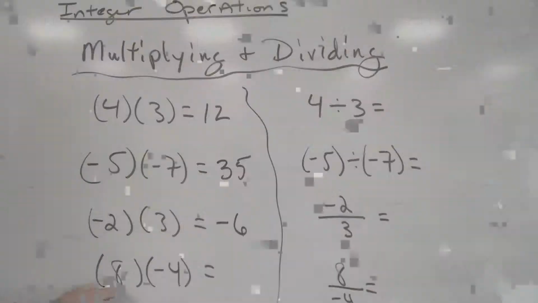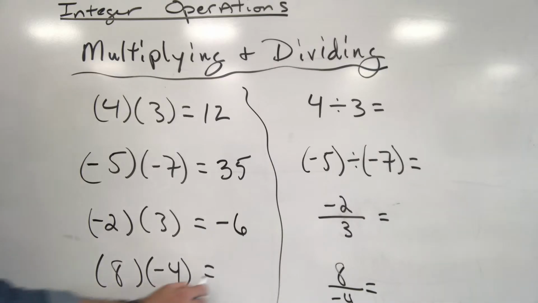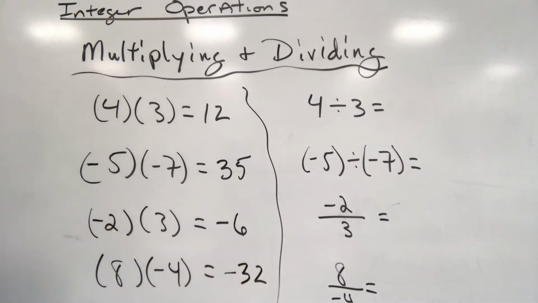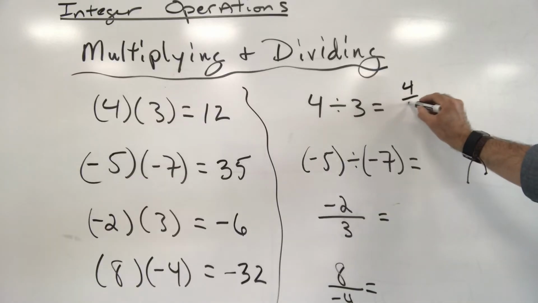And likewise, a positive times a negative is going to give me a negative answer. 8 times negative 4 is negative 32. When it comes to dividing, the same rules apply. A positive divided by a positive will remain positive. Here, we end up with a positive 4/3.